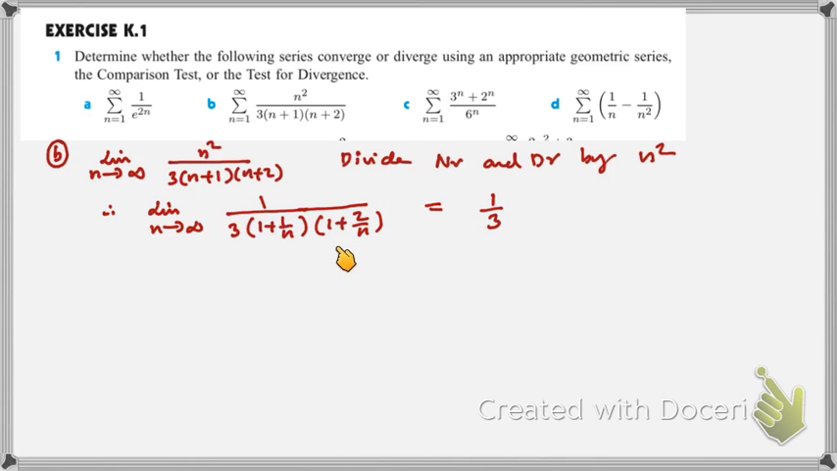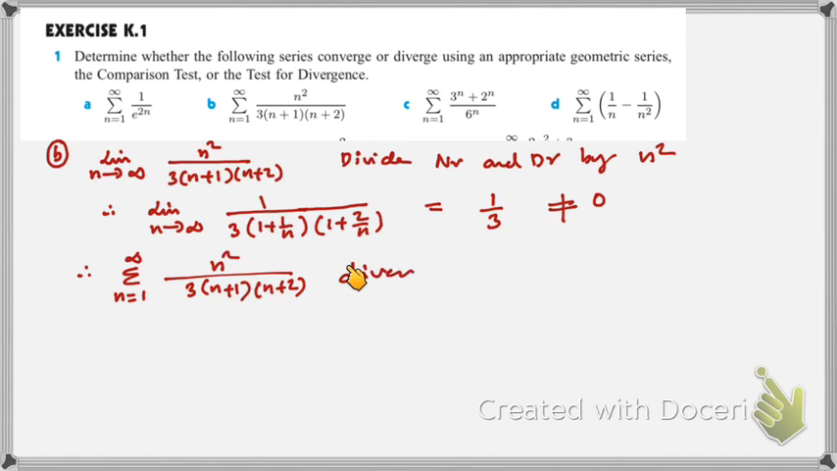Look at that. The limit as n tends to infinity of our an is 1 by 3, which is not equal to 0. And if the limit as n tends to infinity of an is not equal to 0, we say the series is divergent. It diverges. That's the test of divergence. If the limit as n tends to infinity of an is not equal to 0, we say the series diverges.